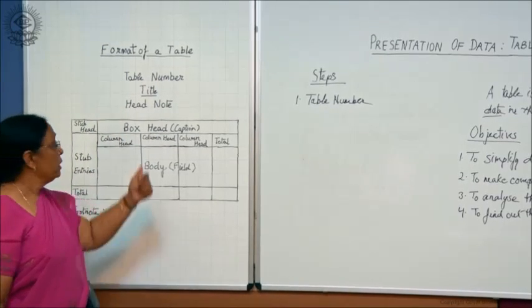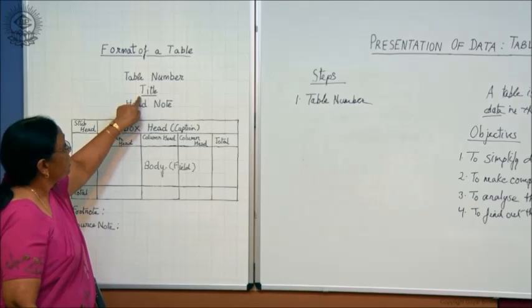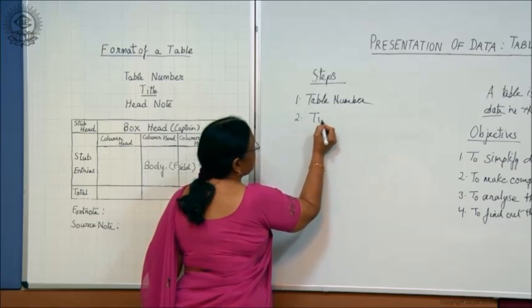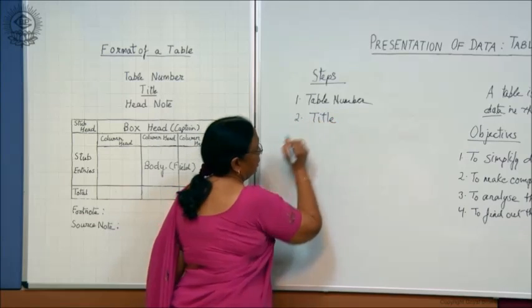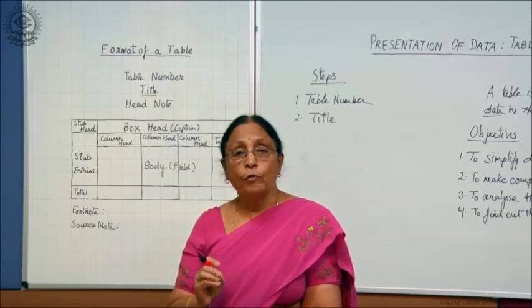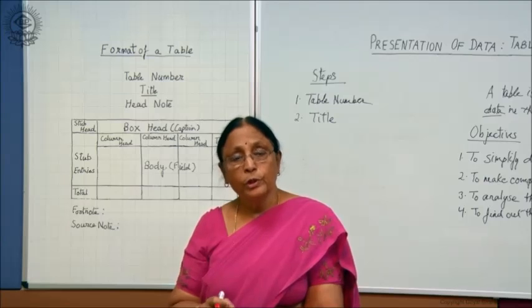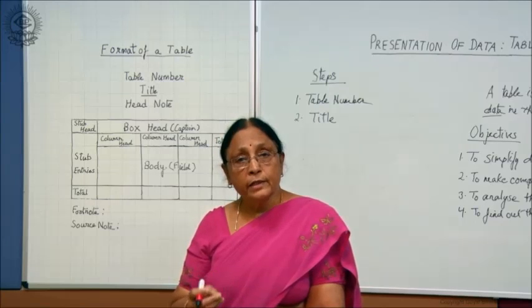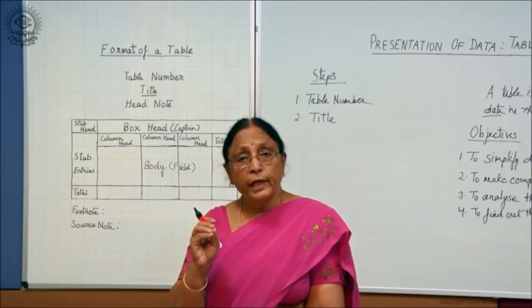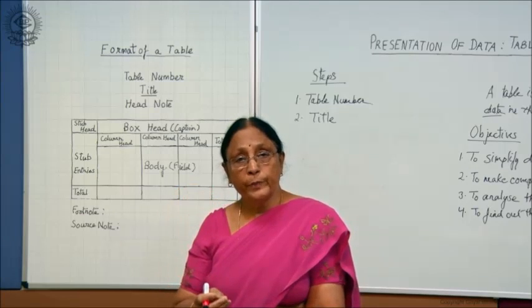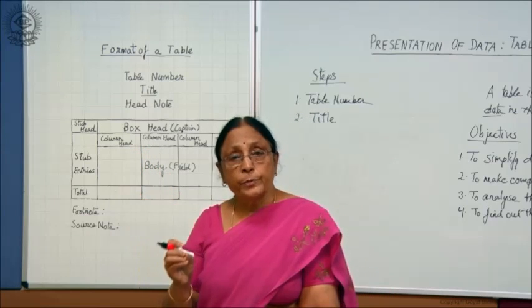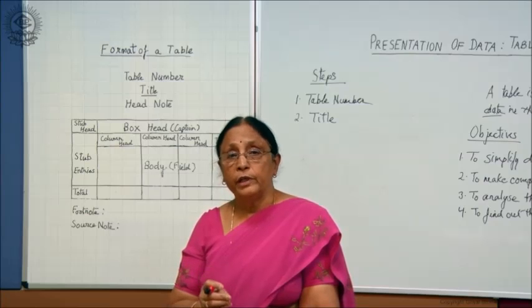Now the second thing at the top is the title. This is another important step. Title. What does this mean? Title means giving the description of what you are going to show in the table. As we name a chapter, the title of the chapter is given. This indicates what is given in the chapter. Similarly, the title of the table gives you the description of what type of data you are giving in the table.